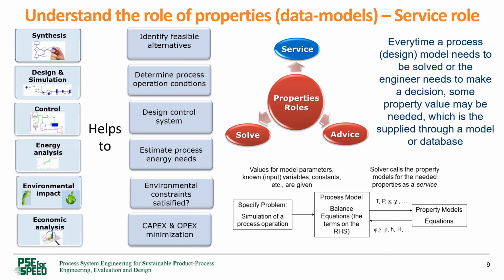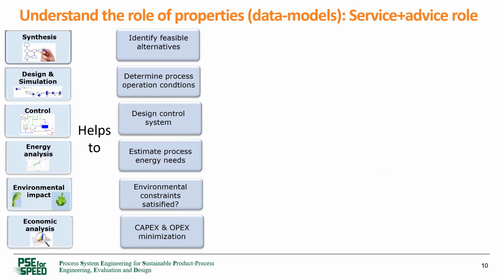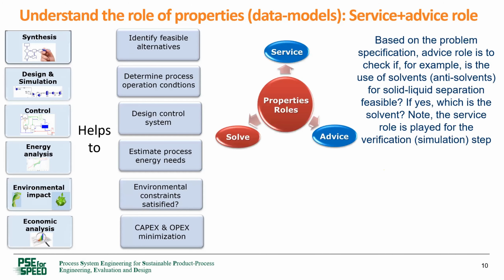So we have already seen what properties can do. And what I would say is that in addition to service role, properties can also advise. So for example, if we want to separate a mixture by solid liquid equilibrium, we want to put an anti-solvent that will create a solid phase. But which solvent do we need? And what properties do we need? And what property values would tell us whether that solvent would be feasible for solid liquid separation?